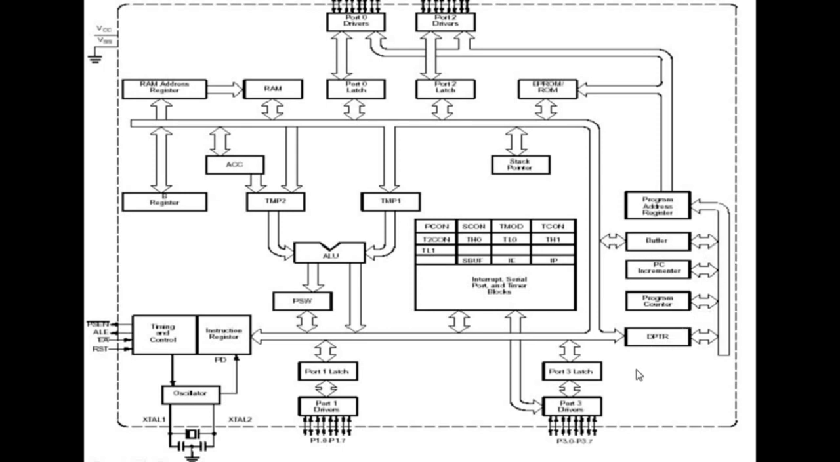Coming to the data pointer, this data pointer consists of two 8-bit registers, that is DPH and DPL. DPH stands for data pointer high and DPL stands for data pointer low. That means it is a 16-bit register. It is divided into two parts, data pointer high and data pointer low, each of 8 bits. This is used to hold the data in indirect addressing mode.